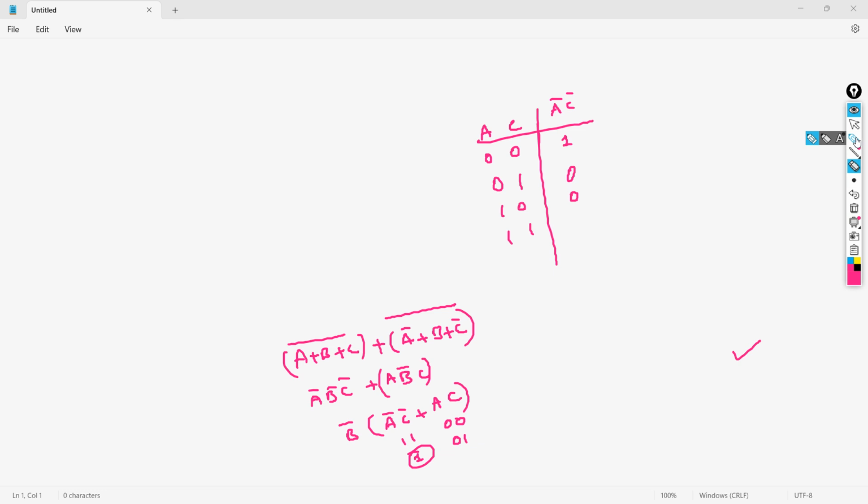So AC plus A bar C bar plus AC. Okay, let's look at this particular thing. In this case it is going to be just 1, and in this case also it is going to be 1. That I am aware of. Now, what about these two scenarios? So this is going to be 0. Now, the other way also this is going to be 0. So it is going to be kind of 0 0, isn't it?